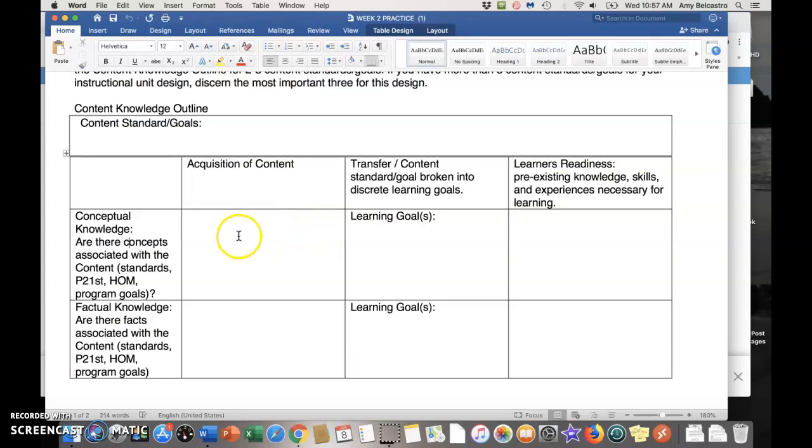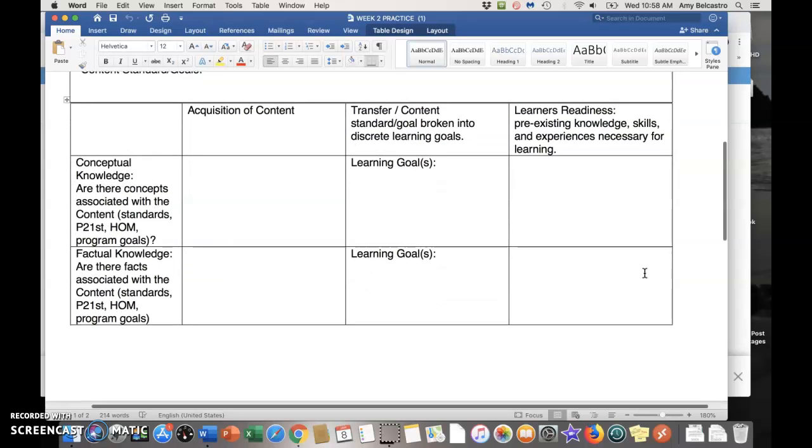So to start with, looking at the example they gave you, are there any big concepts to understand within this standard that you've identified? How do we break those down in terms of the language students will be able to or I can statements? And then what do we need to know about where our learners are? So where is their readiness and what experiences do they need? So again, I really encourage you to look at the example on page 37 as you consider your own standard or goals and complete this task analysis.